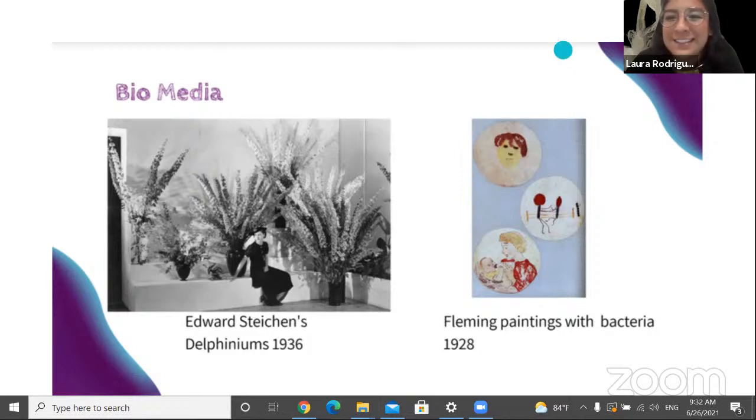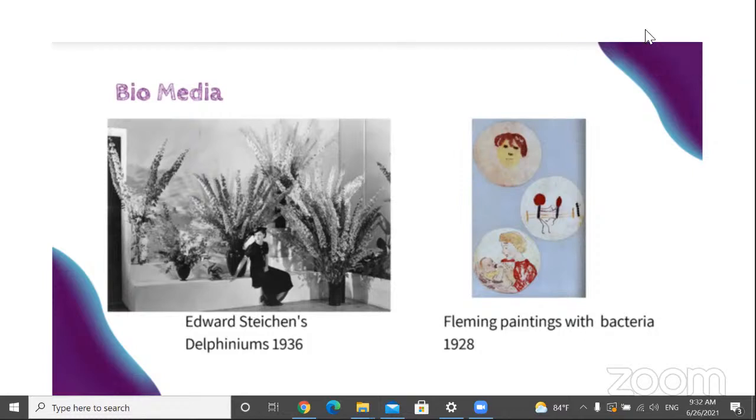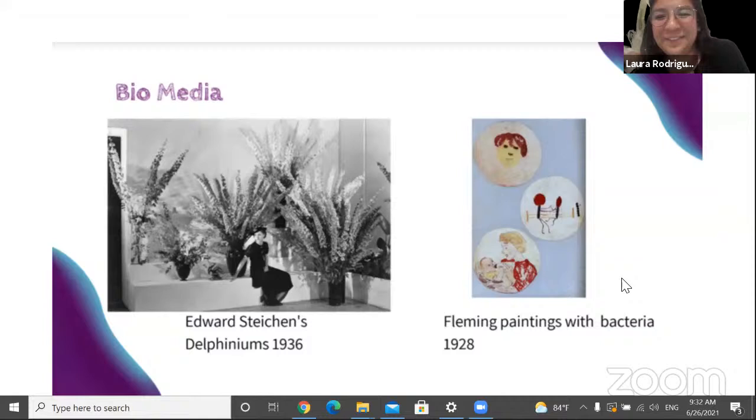Fleming was a scientist. He invented penicillin, if I'm correct. Yes, you are correct. Fleming was the discoverer of penicillin, the antibiotic. And then he changed our life, because we were dying very young, and now we have many more treatments and life expectancy increased. And he was also painting with bacteria.